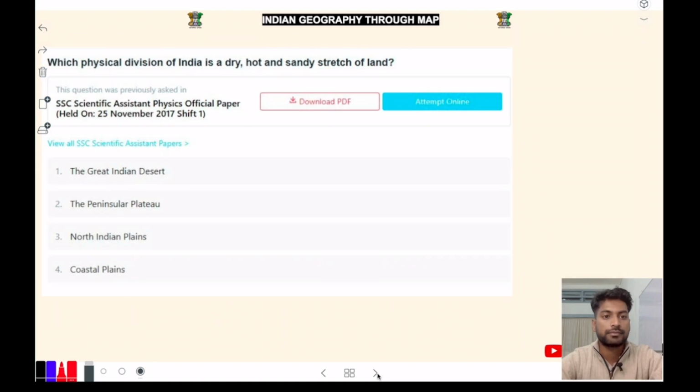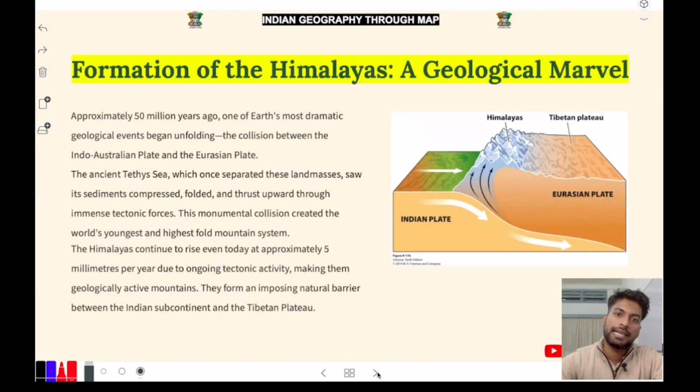Okay, chalo. Next, which physical division is dry, hot and sandy? You know that, desert. Chalo. Next, now see formation of Himalaya. I won't teach you the formation of Himalaya because it's a different thing. We'll learn it whenever we are learning our physical geography. But remember, Himalaya was created by two plates, the Eurasian plate and the Indo-Australian plate. The Indo-Australian plate was heavy and the Eurasian plate, compared to the Indian plate, was a little lighter in weight.